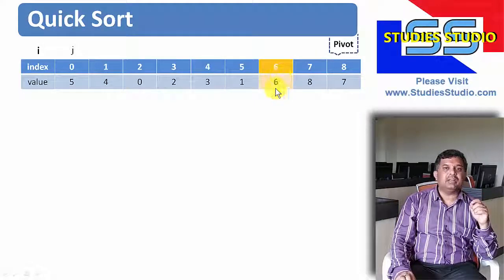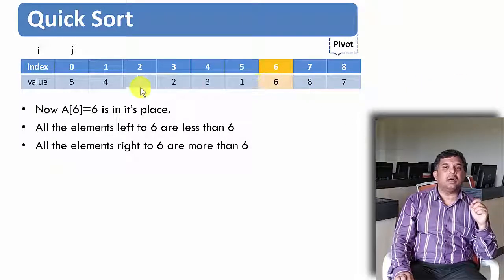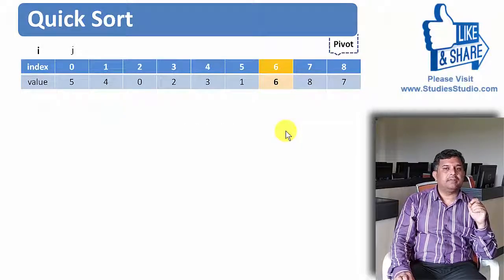Towards its left, whatever data I am having, all of them are less than 6, and whatever data is after 6 is greater than 6. So this part I will say L, this is my E and this is G. So all the elements which are less than 6 are on the left side of this index, and the values which are greater than 6 are to the right of this particular value.